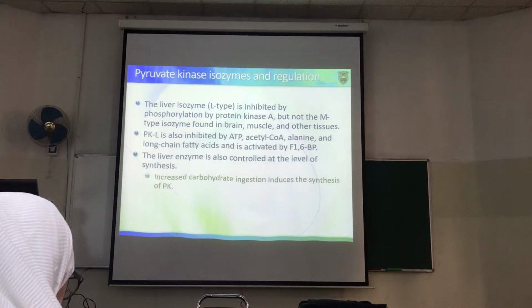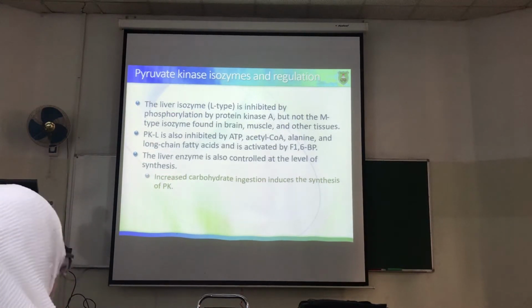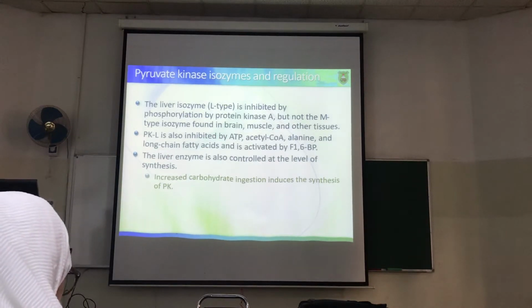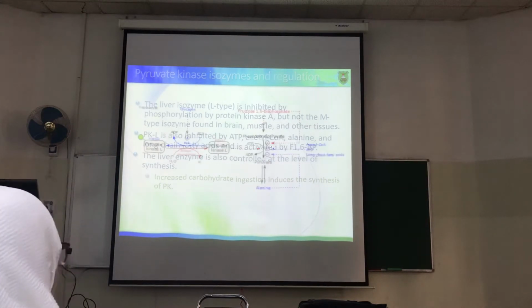Now, there are differences in regulation, and that is the liver isoenzyme is inhibited by protein kinase A, but not the muscle enzyme. The liver enzyme is also inhibited by ATP, acetyl coenzyme A, alanine, long-chain fatty acids. It's all shown in here.